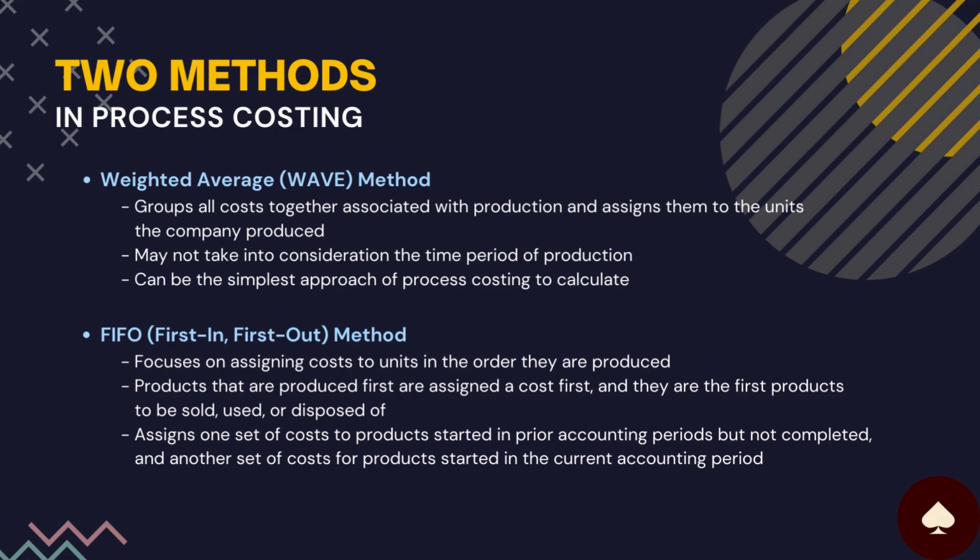In the first in, first out method, it is of utmost importance to take into account the order of production and the percentage completed for materials and conversion cost in a specific department. Moreover, under this approach, products that are produced first are assigned a cost first, and they are the first products to be sold, used, or disposed of.